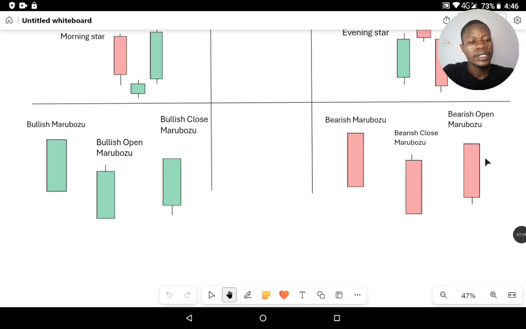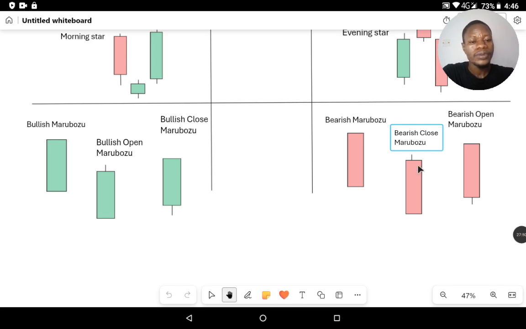While the opposite is the case here: when you see them on the resistance level, you should be prepared to go short in the market, because the sellers are now in control and you surely want to ride with the dominant force in the market.